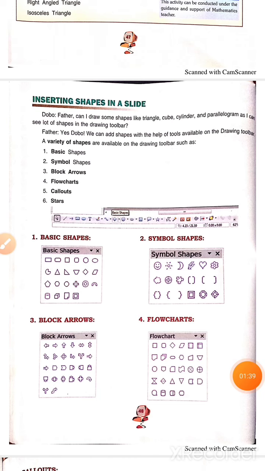So how to insert shapes in a slide? Different types of shapes are available in the drawing toolbar, like basic shapes, stars, symbol shapes, flow charts, arrows, callouts. We can insert these shapes into our slide. Just select the shape group and desired shape, move the pointer to the slide, press the left button and drag to draw the selected shape.